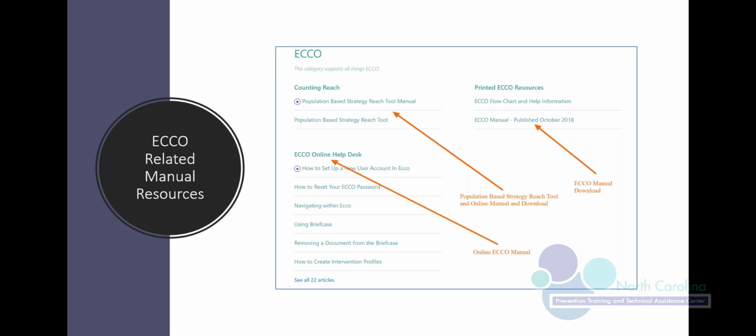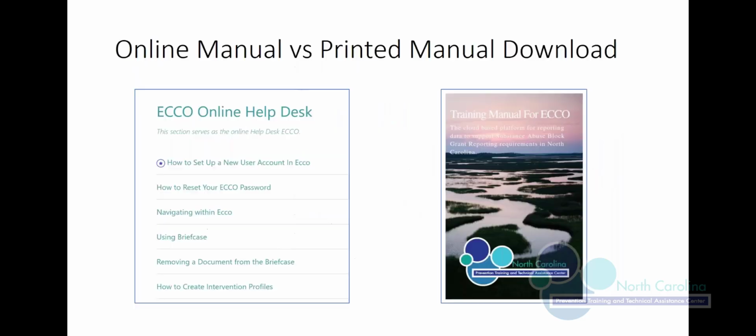The ones that we're going to focus on today are the ECCO manual download, the population-based strategy reach tool online manual and download, and then the online ECCO manual. In this section, there's a new population-based strategy reach tool manual, and we're going to talk about that in just a few minutes. But if you wanted to download the ECCO manual, you would click on the ECCO manual and it would take you to that page.